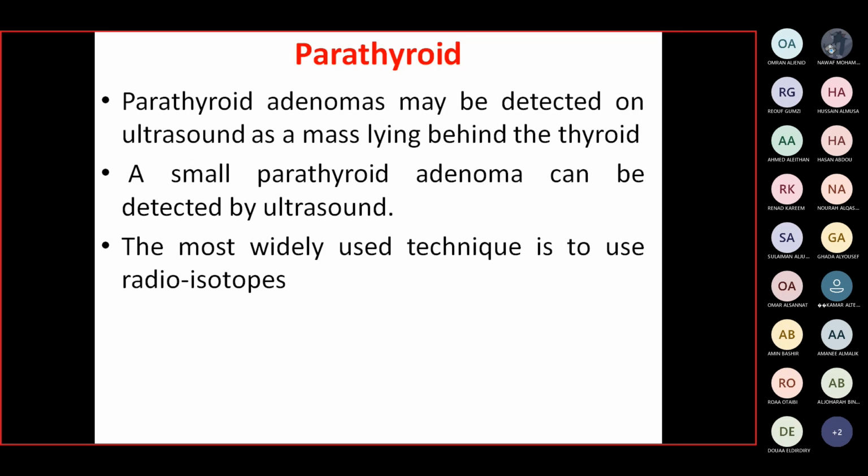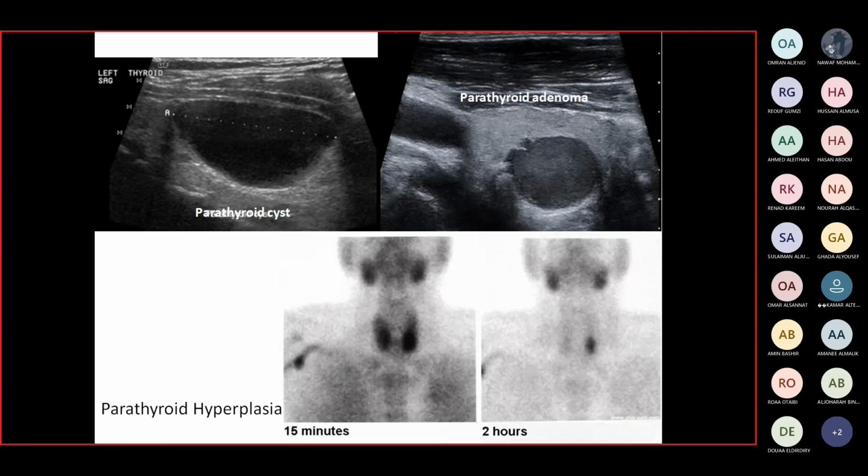Small parathyroid adenomas can be detected by ultrasound, but a normal parathyroid is difficult to be seen by ultrasound. Unless we have an adenoma, even a small adenoma can be detected by ultrasound, but a normal parathyroid is difficult to be seen. So the most widely used technique for assessment of the parathyroid is radioisotope scintigraphy or nuclear medicine.